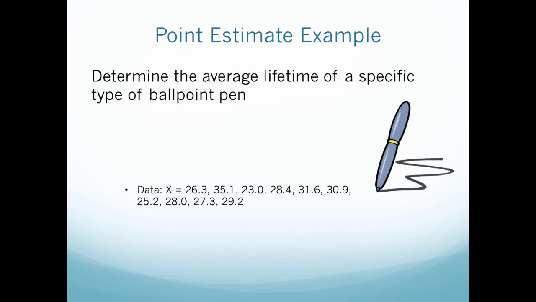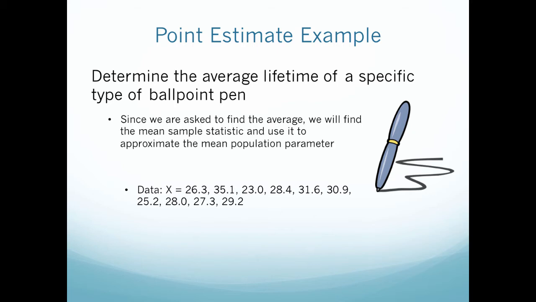Okay, so let's go on to look at an example for all of these words. We're asked to determine the average lifetime of a specific type of ballpoint pen. Since we're asked to find the average, we will find the mean sample statistic, so X bar, and use it to approximate the mean population parameter, which is mu hat. So once again, we are going to predict mu hat with X bar, and the value I get for X bar would then be called my point estimate.